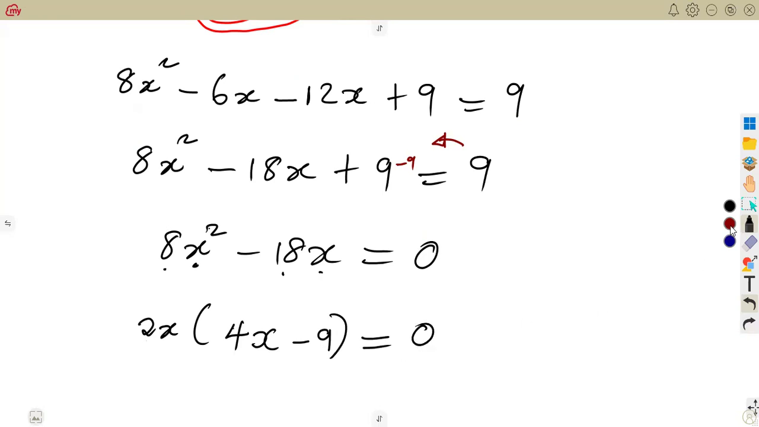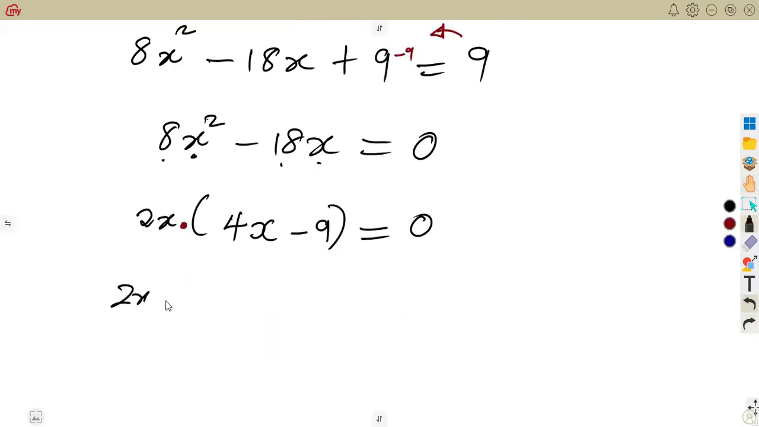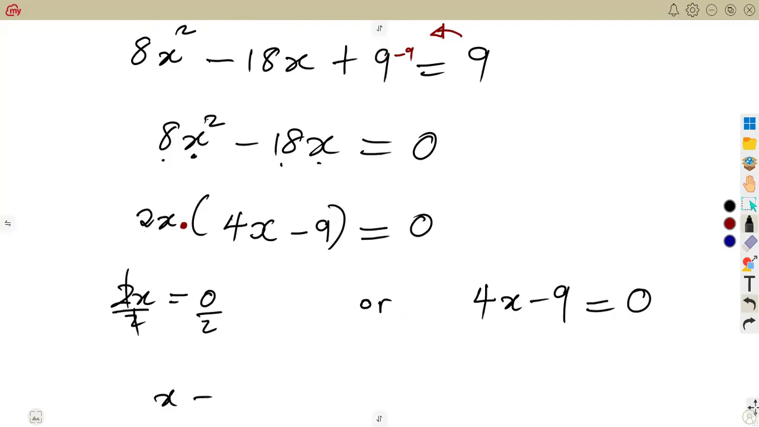So remember your 0 concept. One of these brackets must be equal to 0. So it's either 2x must be equal to 0 or the remaining bracket must be equal to 0. 4x minus 9 must be equal to 0. So let's divide here by 2 to obtain the x value. So x is equal to 0. Or our x is going to be what? Negative 9 to the other side is going to give us a positive 9. Then we divide by what? We divide by 4. So it is going to be positive 9 over 4 that we are going to have at the end.